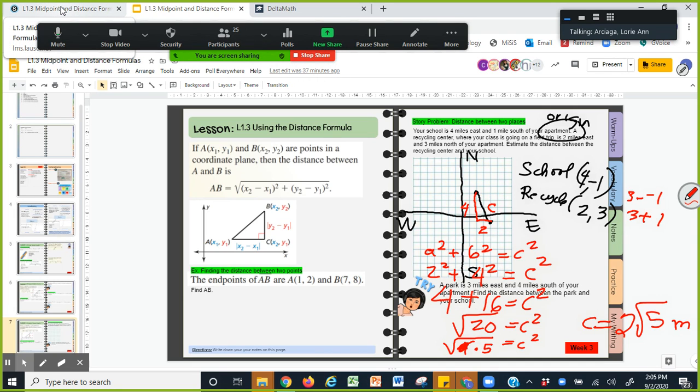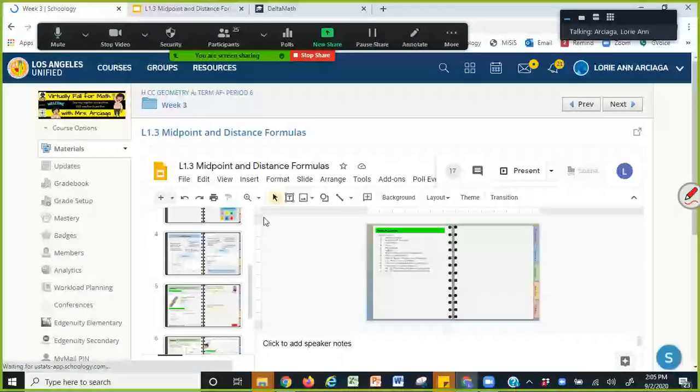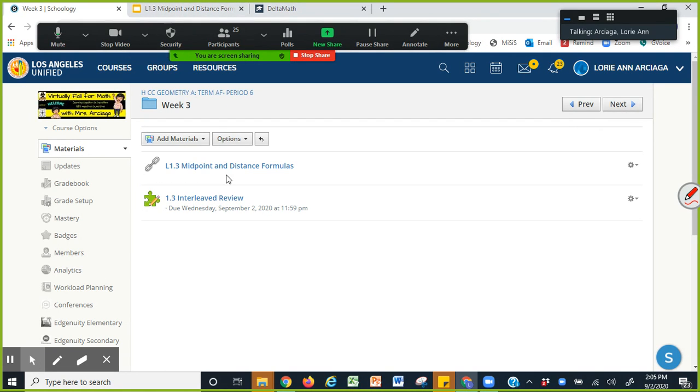And again, please take time to do the interleave warm-up on finding slopes, and you can find some notes and review materials on that in the lesson 1.3 notebook that I made you download today. So this will be your interleave review for today.